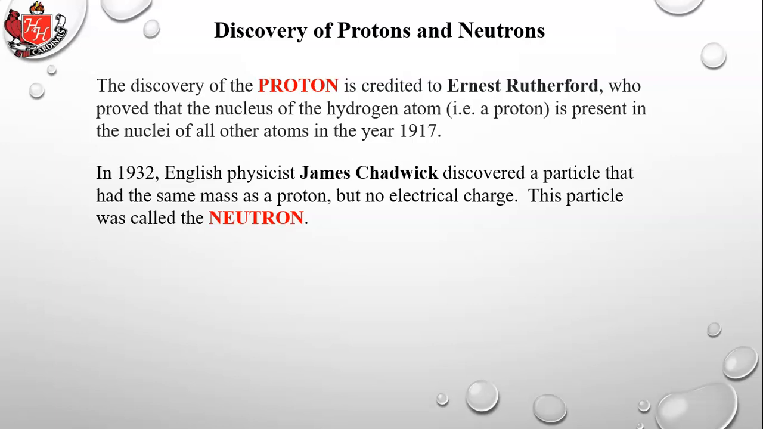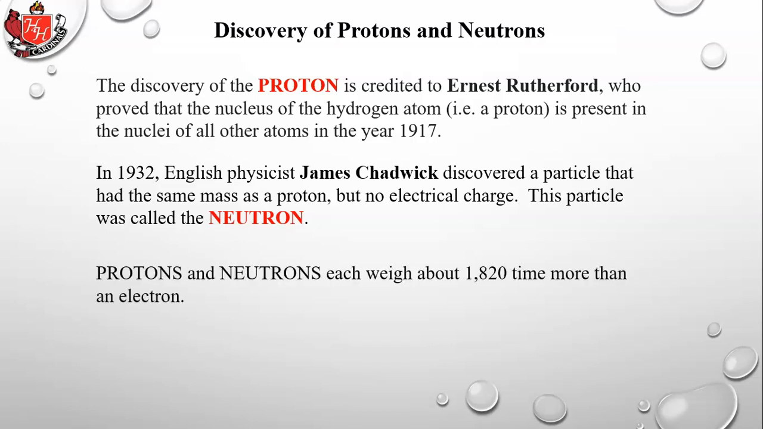So the three parts of an atom, which you learned probably as early as middle school, protons, neutrons, electrons, weren't even discovered until about 100 years ago. The last of those, the neutron, was discovered less than 100 years ago. So it's been a very short amount of time in the grand scheme of human history that we've understood what an atom is and what it consists of. Protons and neutrons each weigh about 1,820 times more than an electron.